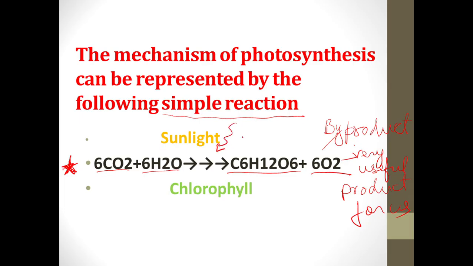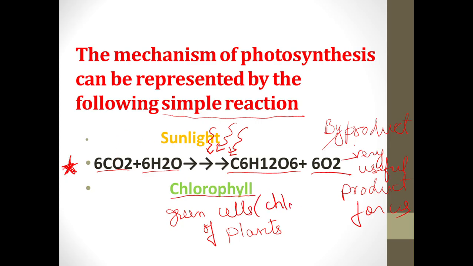We can say sunlight like this, means light. Chlorophyll. Chlorophyll are the green cells of plant. Why are we saying chloroplast as a cell? Why are we not saying it as a cell organelle? Because chloroplasts have their own DNA. Chloroplast and mitochondria, these two are the cell organelles. They contain their own DNA. This is the endosymbiotic theory of cell organelles.